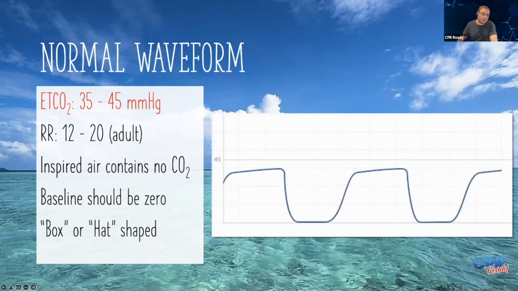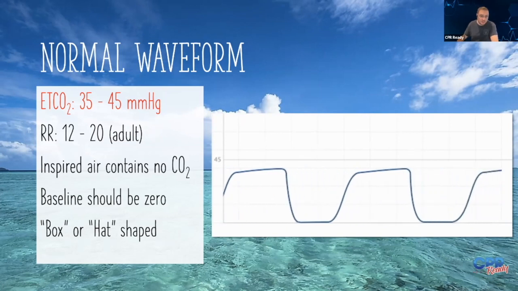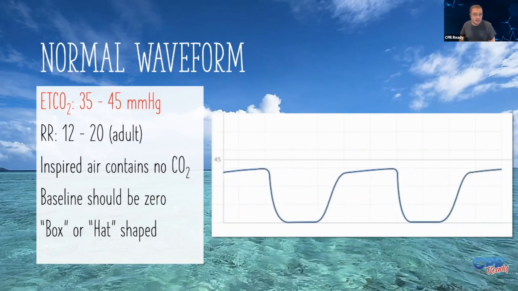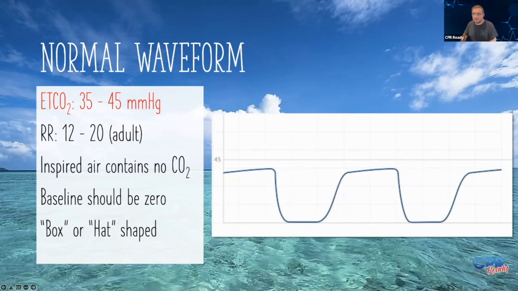Almost normal is not normal. So patients that are breathing a little bit fast at 22, at 24, close to normal is still abnormal. So it should look nice, regular, box-shaped.